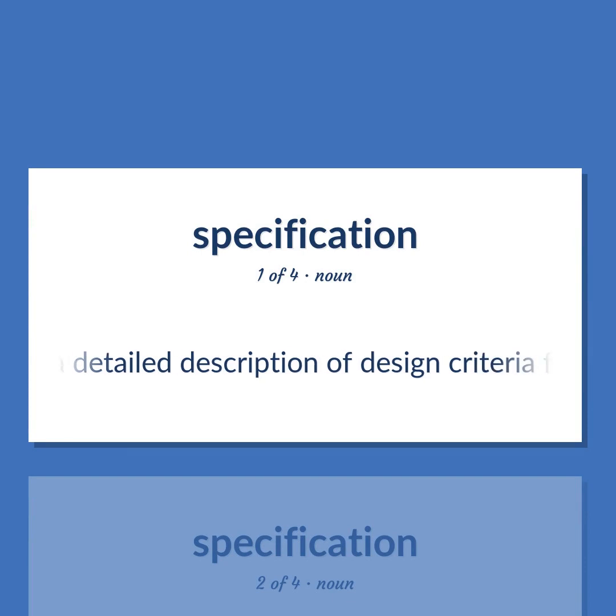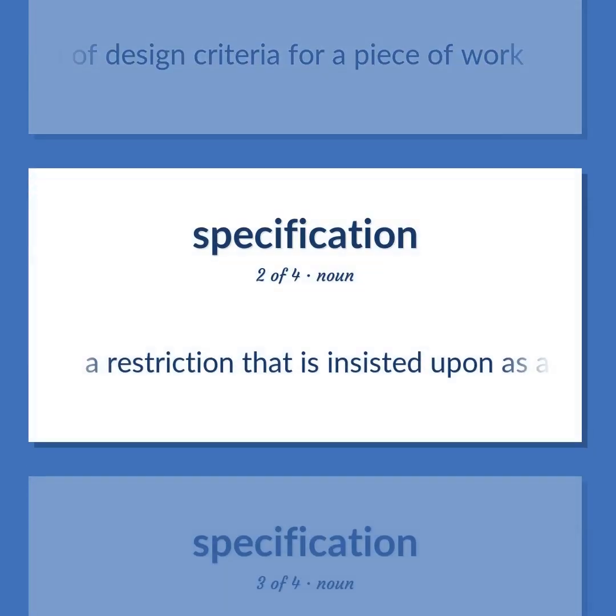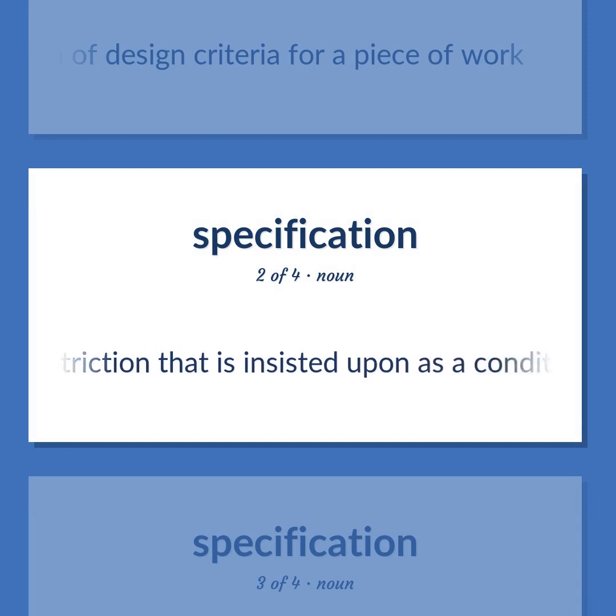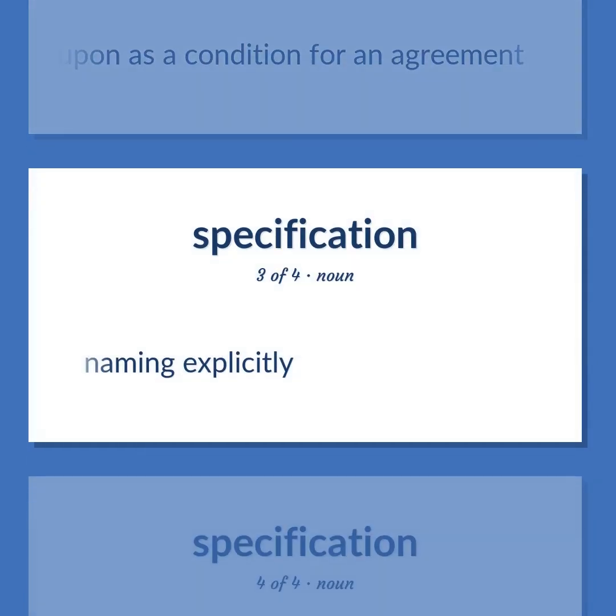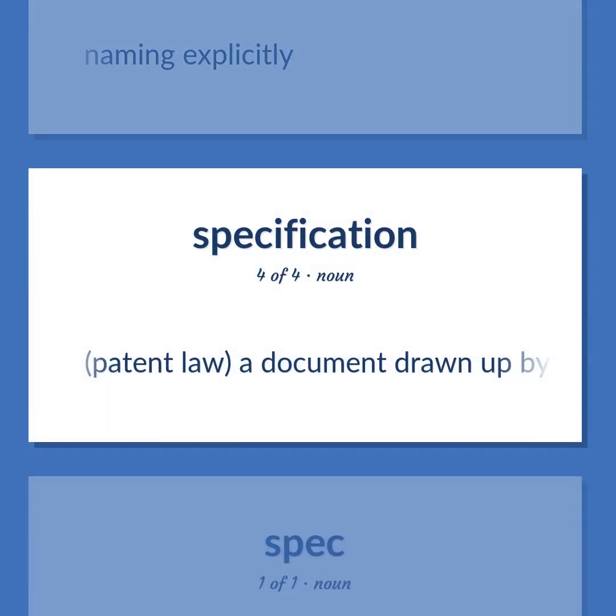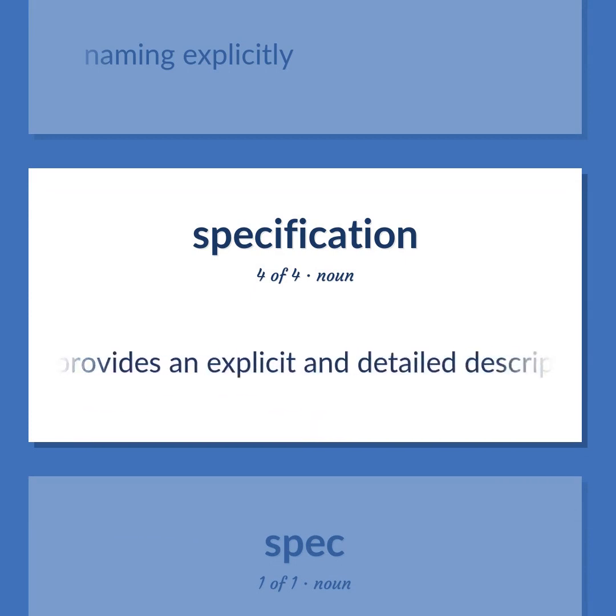A detailed description of design criteria for a piece of work. A restriction that is insisted upon as a condition for an agreement. Naming explicitly. Patent law. A document drawn up by the applicant for a patent of invention that provides an explicit and detailed description of the nature and use of an invention.